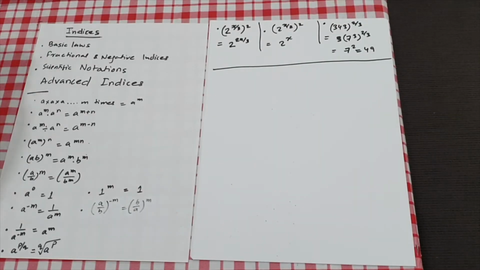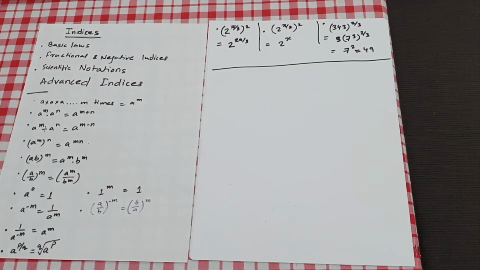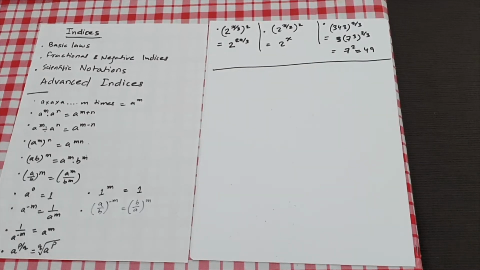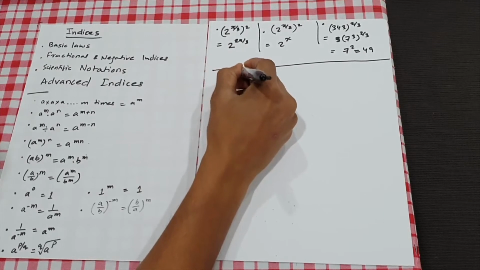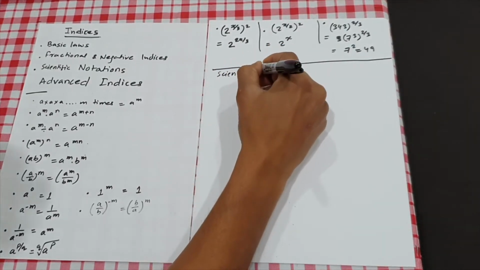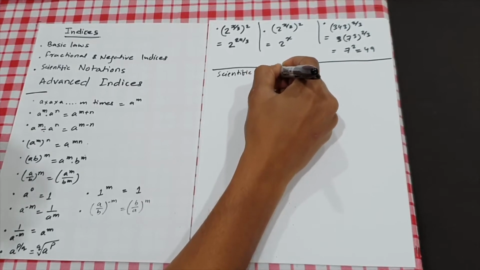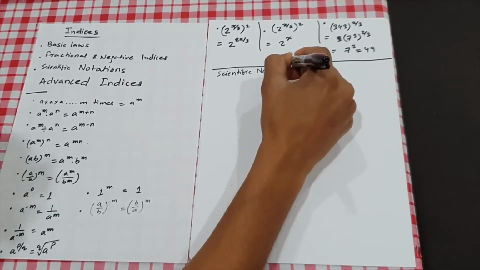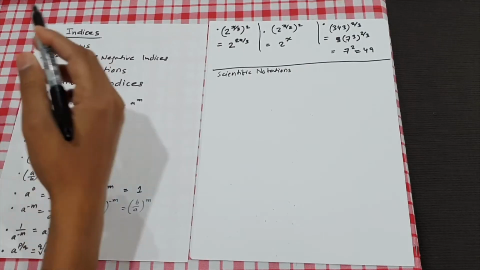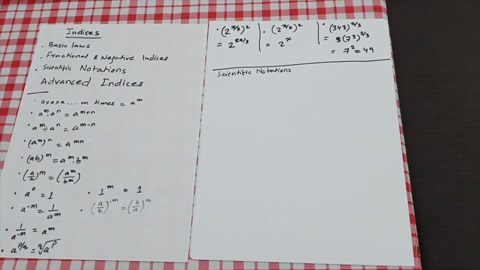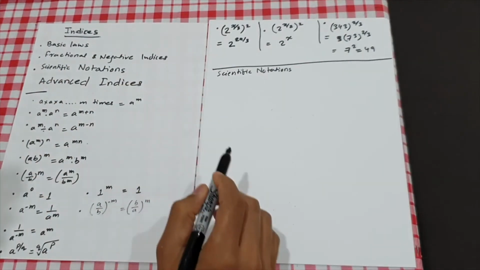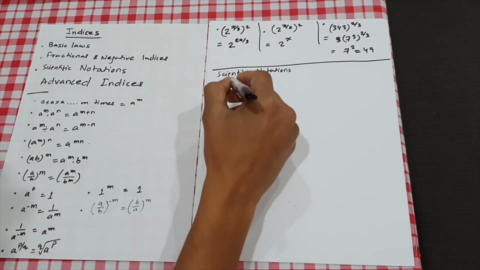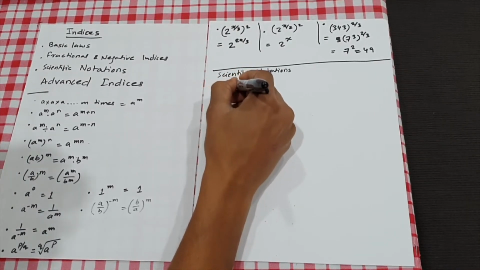Hi everyone, now we will do scientific notation, using scientific notation to express some large or small numbers. So in scientific notation, how do we express large or small numbers? This is the topic we are doing today. It's part of indices. It is where we express numbers, large or small, and then we deal with advanced indices in the next session. So let's talk about the large numbers first.